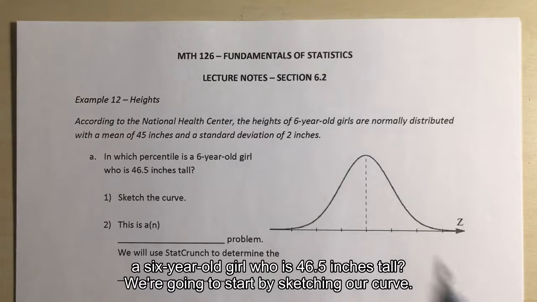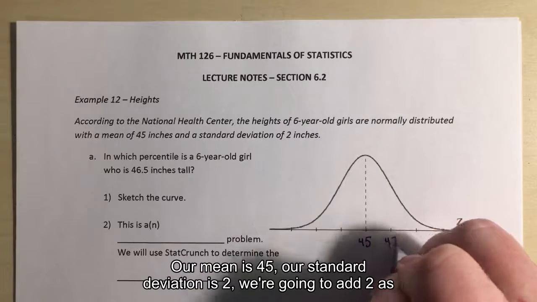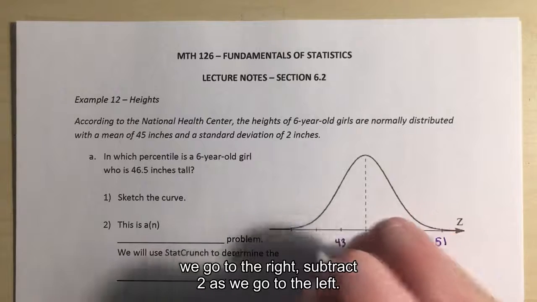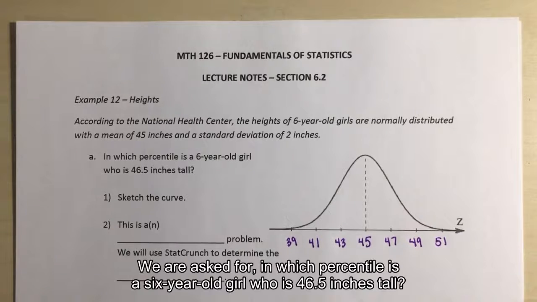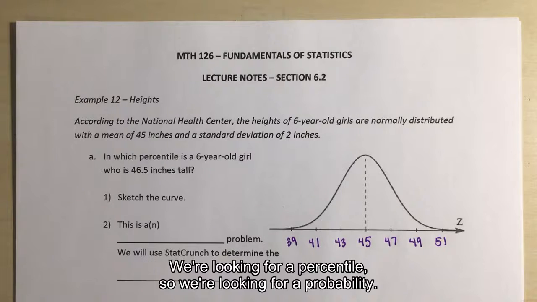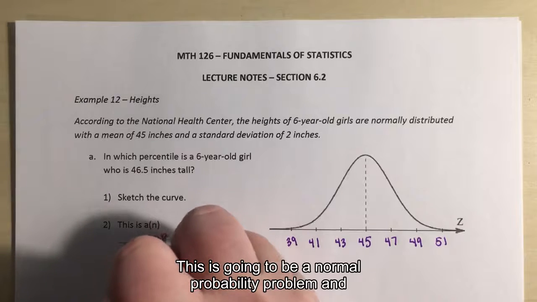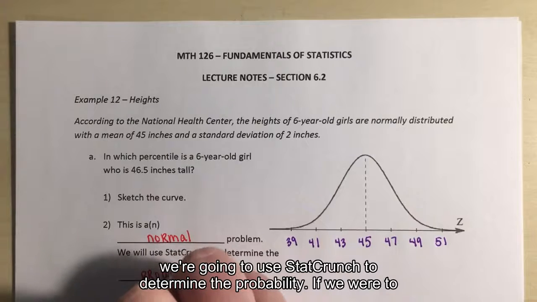All right, so we're going to start by sketching our curve. Our mean is 45, our standard deviation is 2. So we're going to add 2 as we go to the right, subtract 2 as we go to the left. We are asked in which percentile a 6-year-old girl who is 46.5 inches tall is. We're looking for a percentile, so we're looking for a probability. So this is going to be a normal probability problem, and we're going to use StatCrunch to determine the probability.